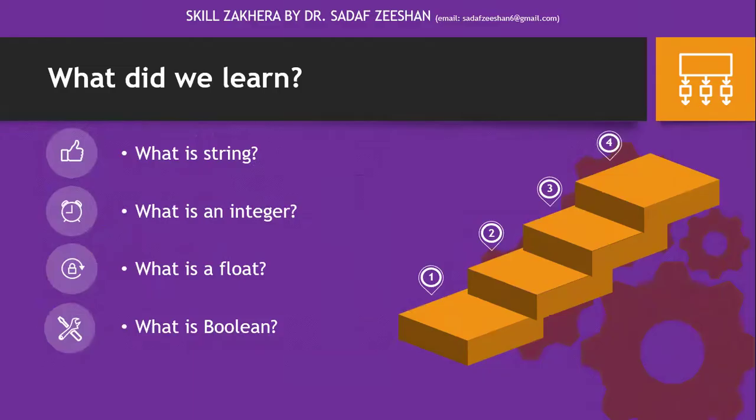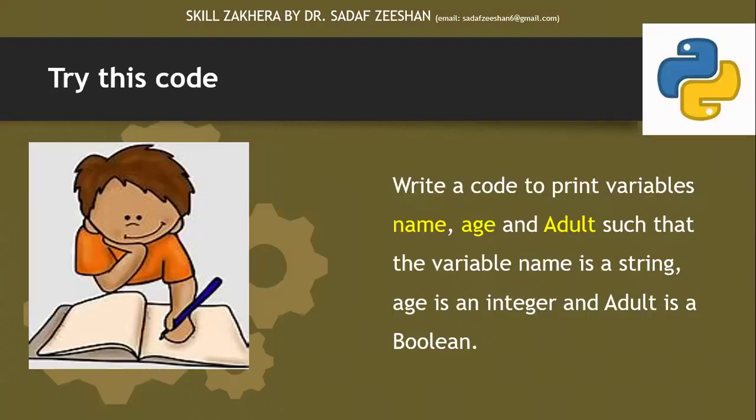So today we learned what is a string. All the strings are written in double quotes. What is an integer? What is a float? And what is Boolean? So let's try an example. Write a code to print variables name, age, and adult, such that the first variable name is a string, the second variable age is an integer, and the third variable adult is a Boolean. Now you can pause this video to solve this, or you can solve along with me.